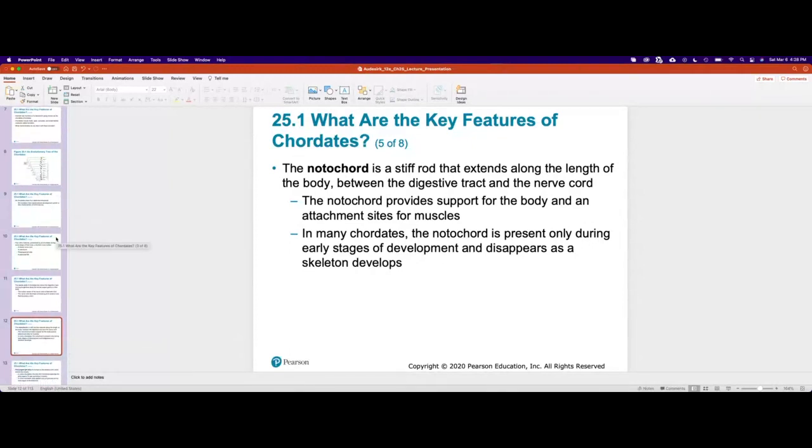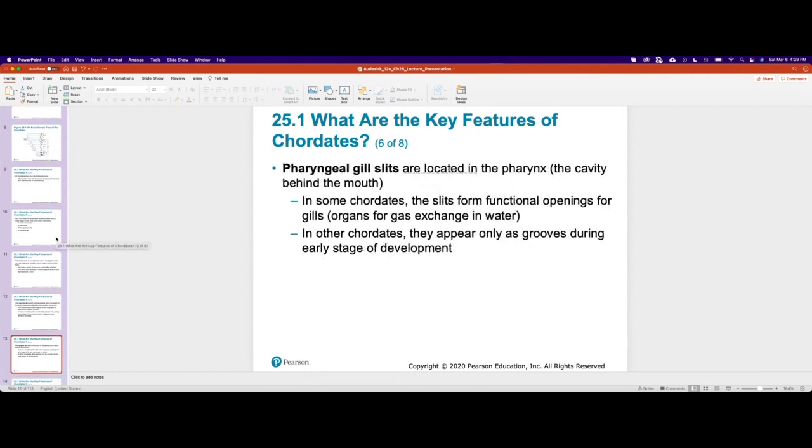So the notochord, it's a stiff rod that extends along the length of the body between the digestive tract and the nerve cord. So it can actually provide an attachment site for muscles, and that goes into my earlier question. Well, where do humans lie on this? We have these features, but where are they? Turns out it's only present in early stages of development and disappears later as the skeleton develops.